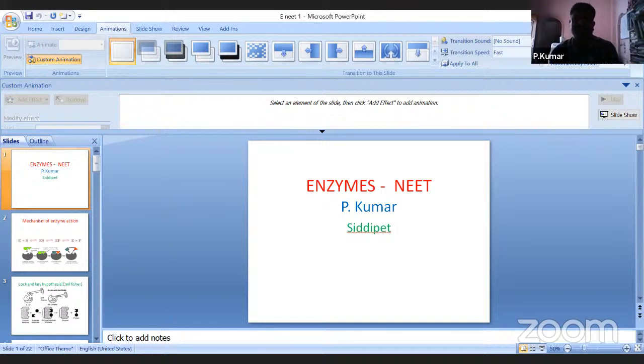It cannot react on a specific substrate. So that's why it is the failure.